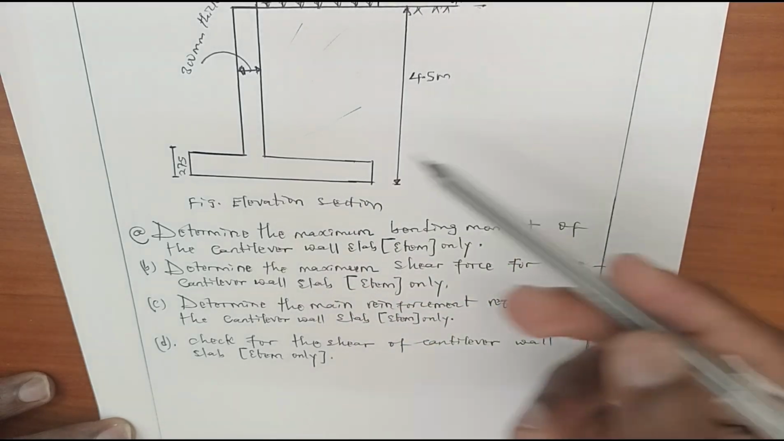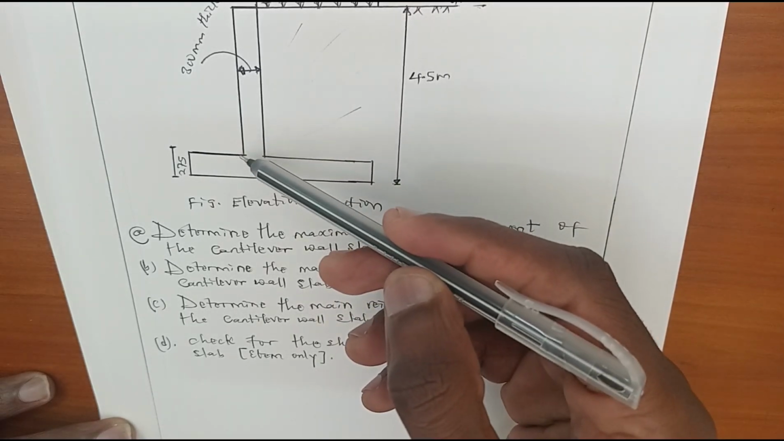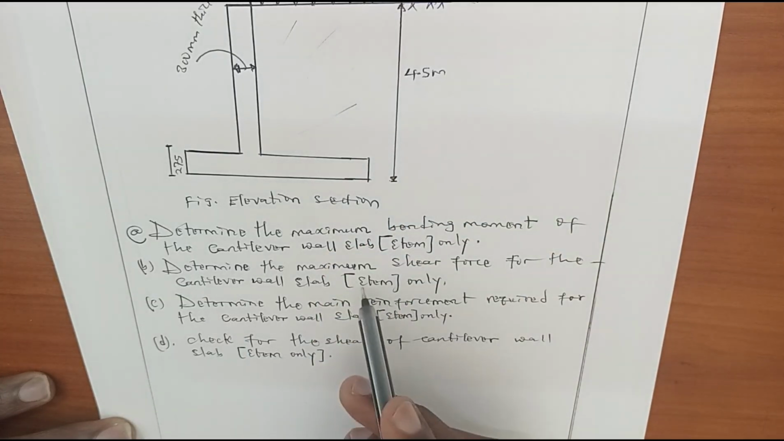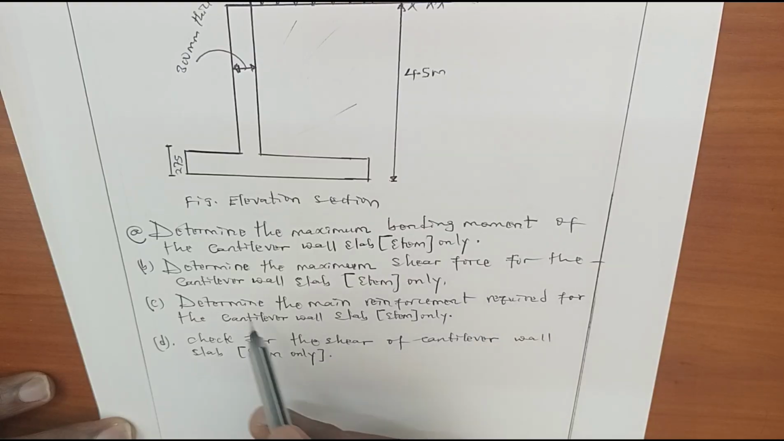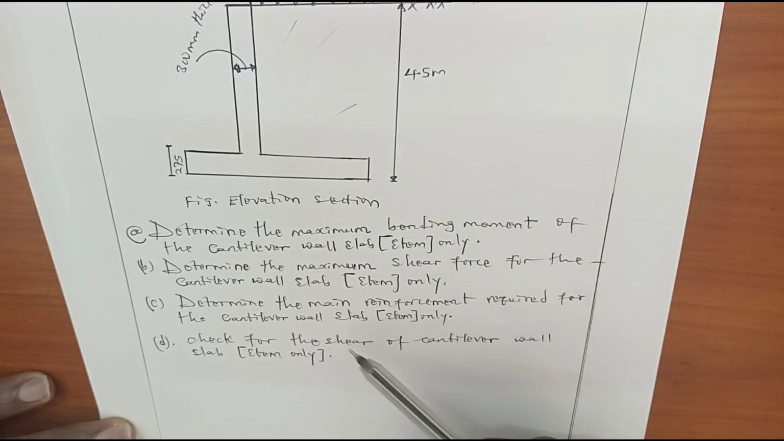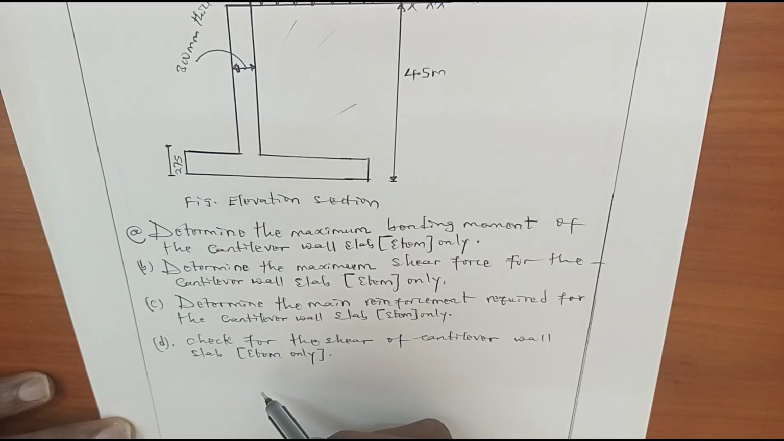In this problem, you are required to determine the maximum bending moment of this stem, and also the maximum shear force for the cantilever wall slab, meaning for the stem. Also, we are required to determine the main reinforcement required and to check for the shear reinforcement. Now, let's start step by step.